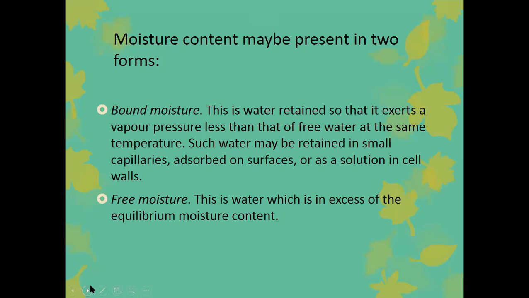Now, when we speak of moisture of a material, it could be either in the form of bound moisture or free moisture. Bound moisture is water retained so that it exerts a vapor pressure less than that of free water at the same temperature. Such water may be retained in small capillaries, or it's only adsorbed on surfaces, so it's not absorbed but rather only on the surface, or as a solution in cell walls. Free moisture is water which is in excess of equilibrium moisture content. So anything that is in excess of this is what we call free moisture.